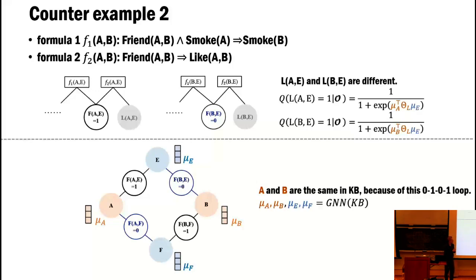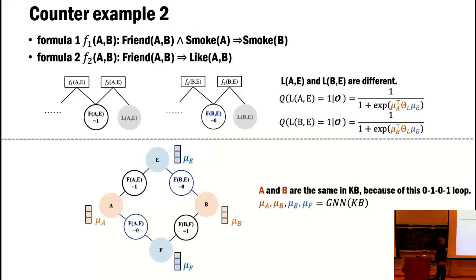So if you run graph neural nets on this knowledge base, then A and B will get exactly the same embedding, right? Because the graph neural net is just trying to capture the graph structure. And E and F will get exactly the same graph embedding. But if you look at the Markov logic network, if it has a formula connecting friendship with likes, and you want to make a prediction about the posterior of this like variable, then you will find that Like(A,E) and Like(B,E) are not equivalent, okay? Because through the formula, they connect to different observations, Friend(A,E) and Friend(B,E). The graph structure is not the same, okay?